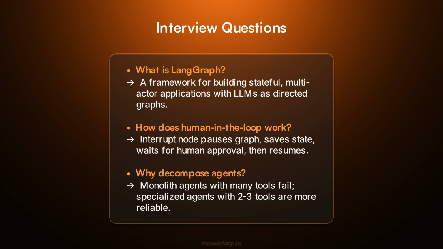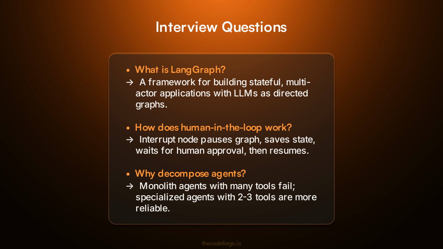Let's run through some common interview questions. What is LangGraph? A framework for building stateful, multi-actor applications with LLMs as directed graphs. How does human-in-the-loop work? Interrupt node pauses graph, saves state, waits for human approval, then resumes. Why decompose agents? Monolith agents with many tools fail. Specialized agents with 2-3 tools are more reliable.